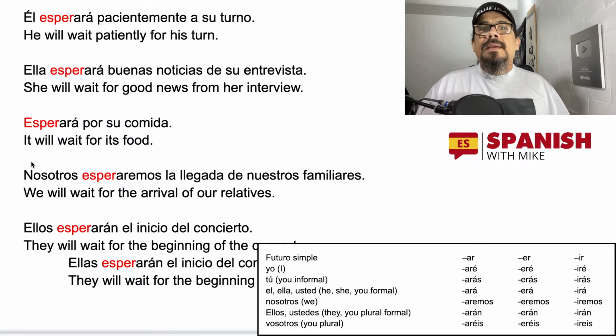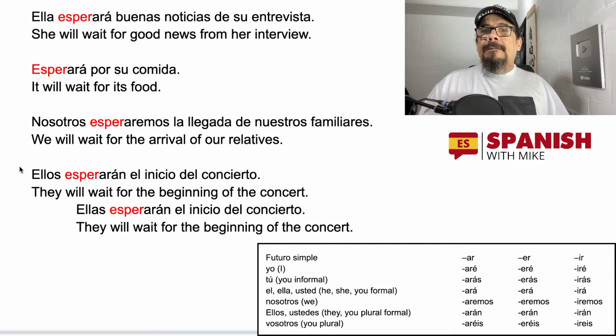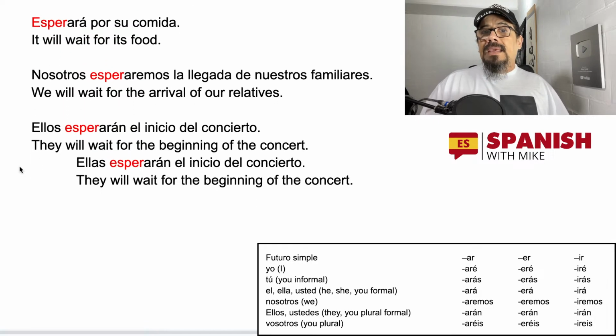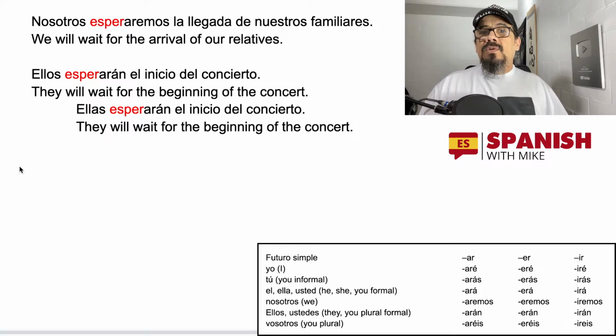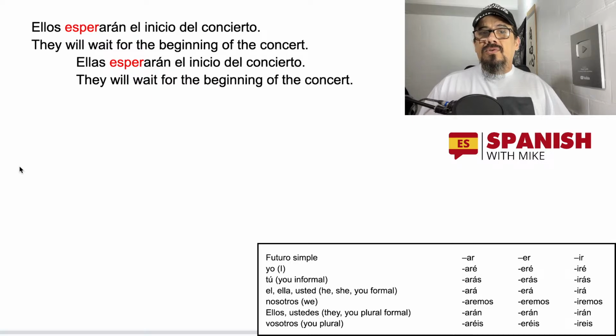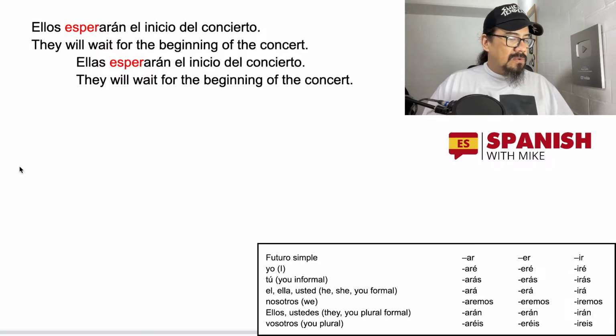Ella esperará buenas noticias de su entrevista. She will wait for good news from her interview. Esperará por su comida. It will wait for its food. Nosotros esperaremos la llegada de nuestros familiares. We will wait for the arrival of our relatives. Ellos esperarán el inicio del concierto. They will wait for the beginning of the concert. Male. Ellas esperarán el inicio del concierto.